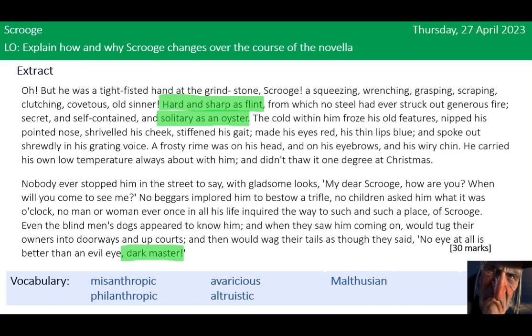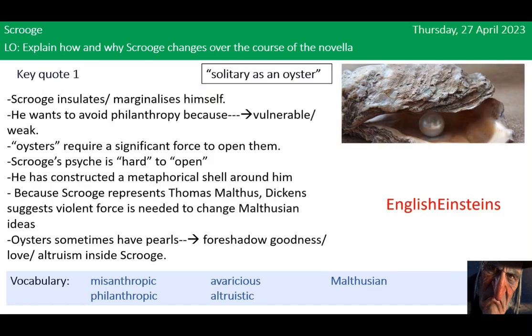Okay, as you can see, it's a 30-mark question. What we need to do then, when you get your extract, is think: which quotes can I analyze here? So have a quick look, pause now, and which quotes would you choose? For our purposes today, we're going to look at these quotes: hard and sharp as flint, solitary as an oyster, dark master. We can say a lot about these quotes. There are some key techniques that Dickens has used there.